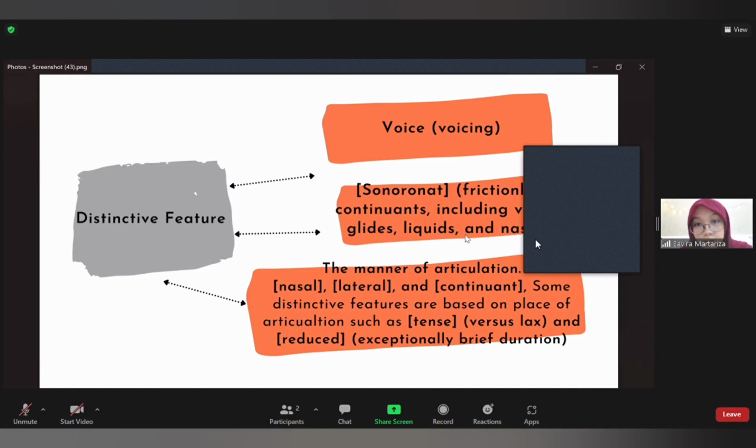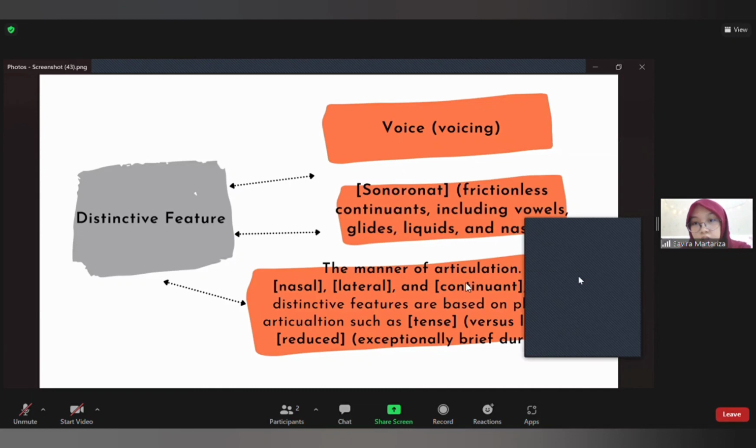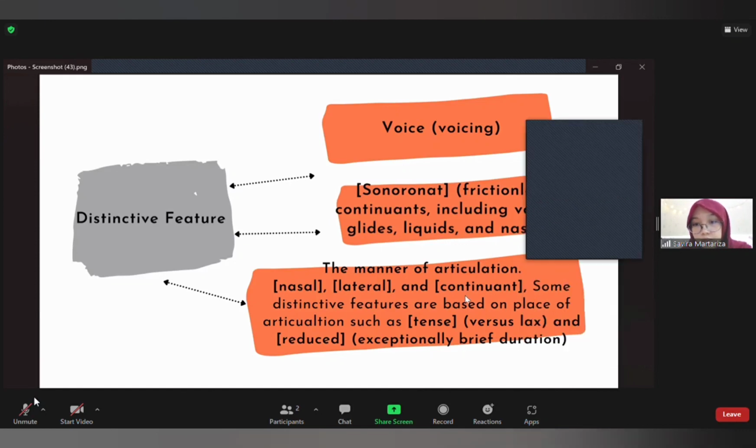The next one is sonorant: frictionless continuants including vowels, glides, liquids, and nasals. The next one is the manner of articulation: nasal, lateral, and continuant. Some distinctive features are based on other properties, such as tense versus lax, and reduced, meaning exceptionally brief duration.